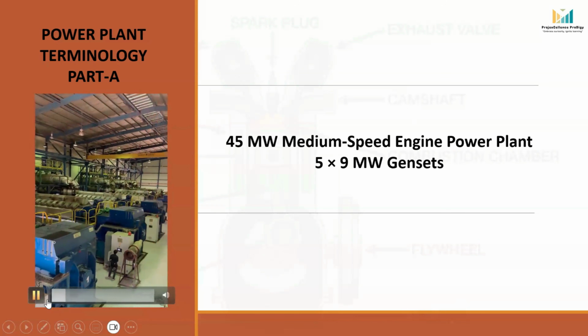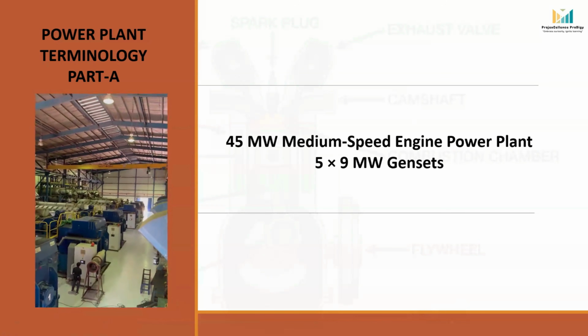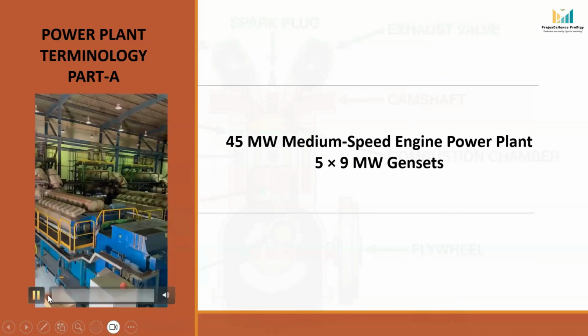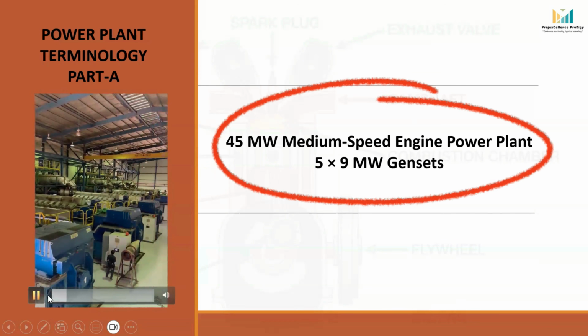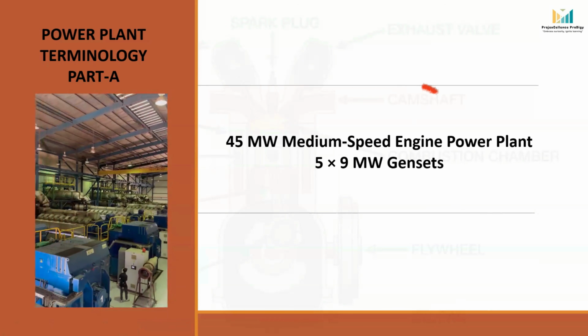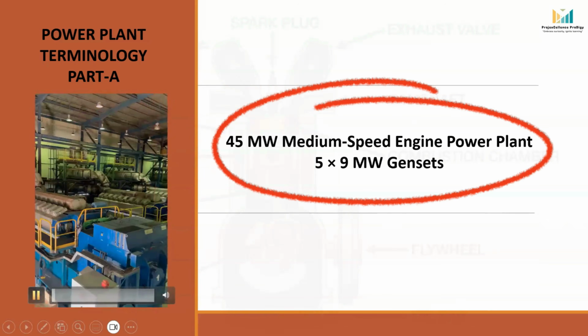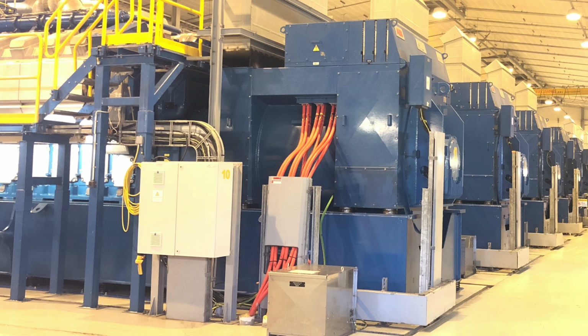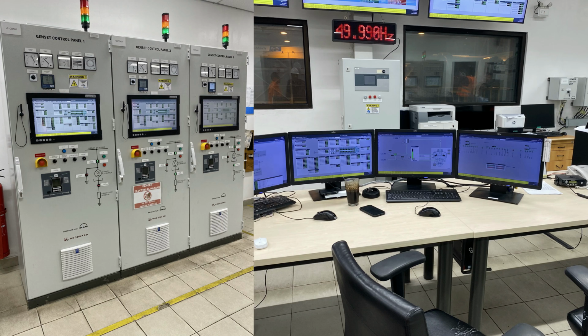To make everything simple, we will use one practical example throughout this lesson. Let us consider a 45 megawatt HFO based power plant using large medium speed 4-stroke engines. This plant has 5 gensets and each genset is rated at 9 megawatts. So this will be our example power plant.